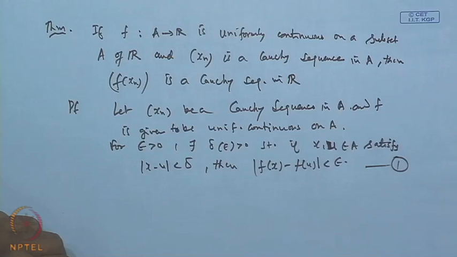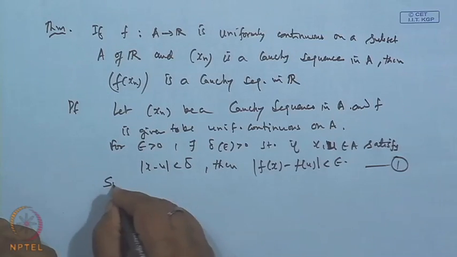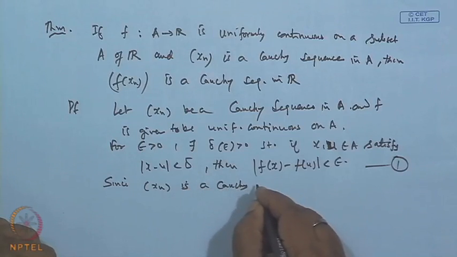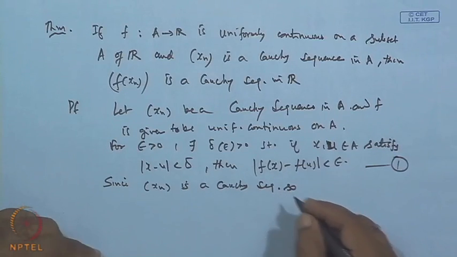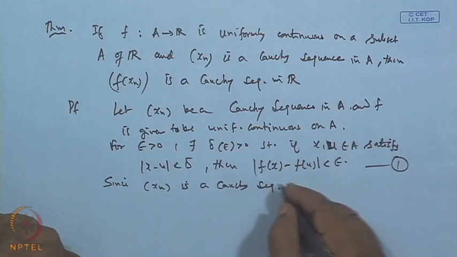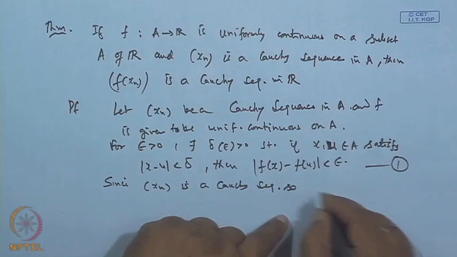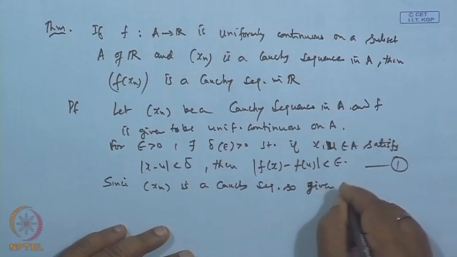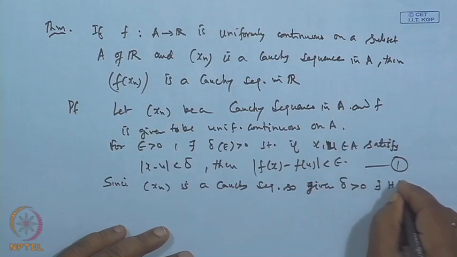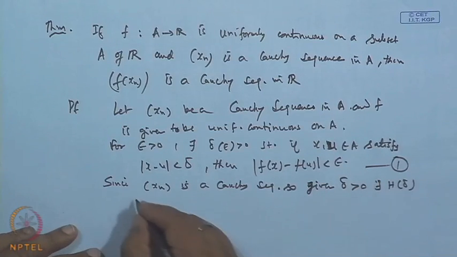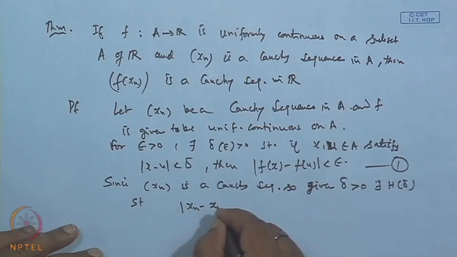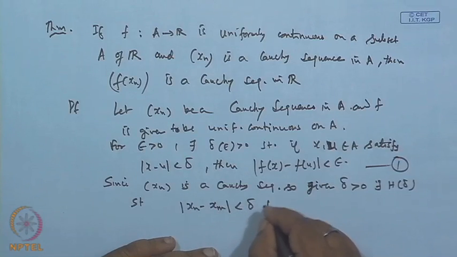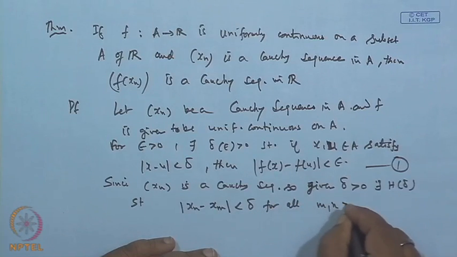Now, it is given the sequence x n is a Cauchy sequence. So, since x n is a Cauchy sequence, by the definition of Cauchy, for a given delta greater than 0, there exists an h which depends on delta, such that the difference between any two arbitrary terms of the sequence after a certain stage can be made less than delta for all m, n greater than or equal to h.